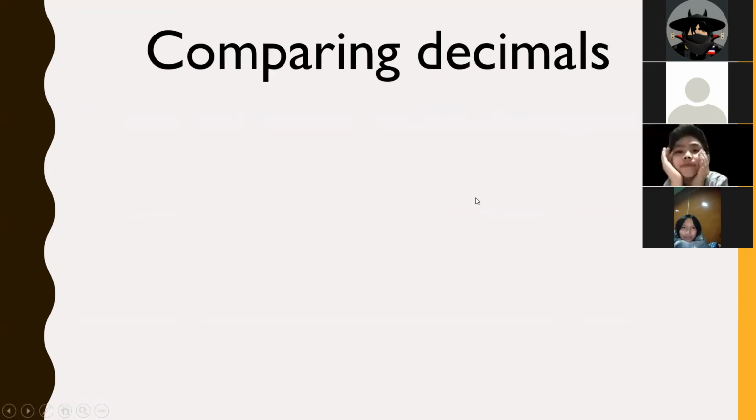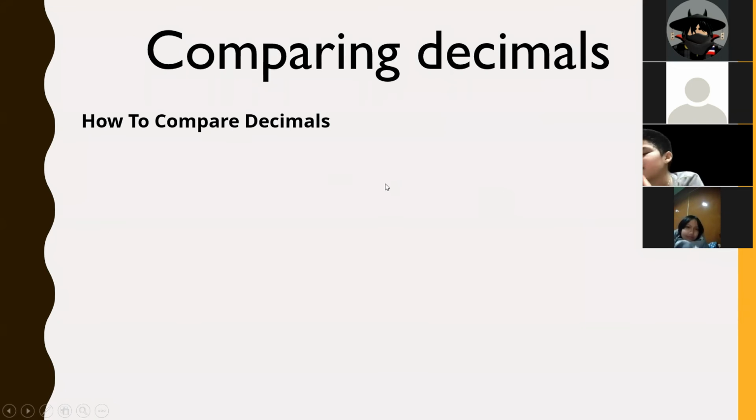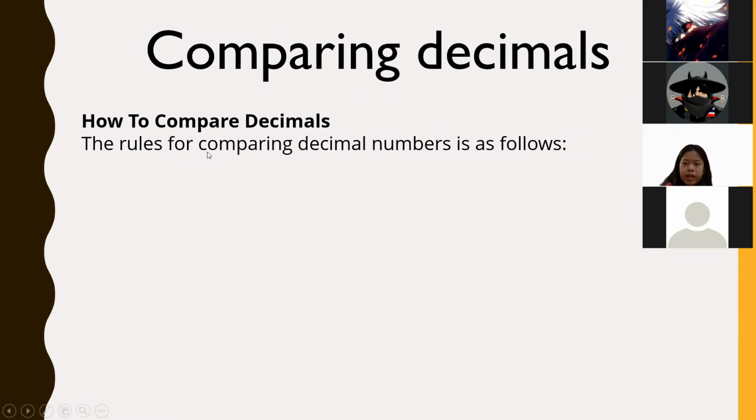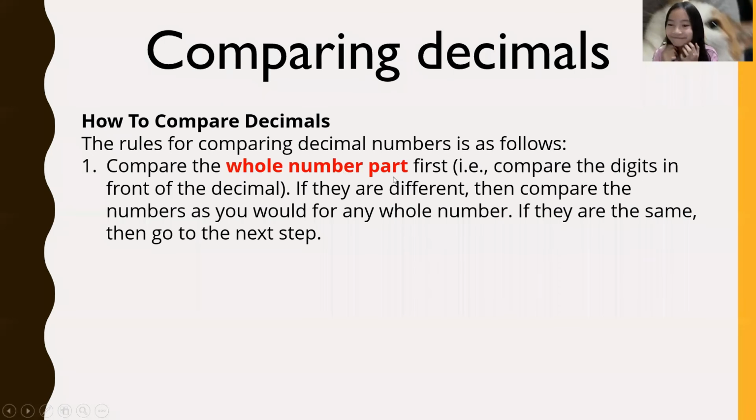So let's go with comparing decimals. How to compare decimals? The rules for comparing decimal numbers are as follows. One, compare the whole number part first. Compare the digits in front of the decimal. If they are different, then compare the numbers as you would for any whole number. If they are the same, then go to the next step.